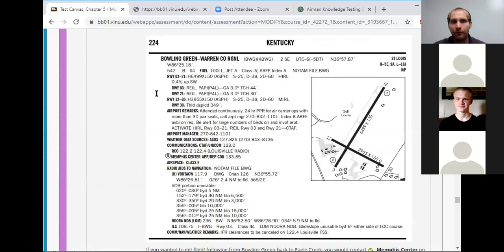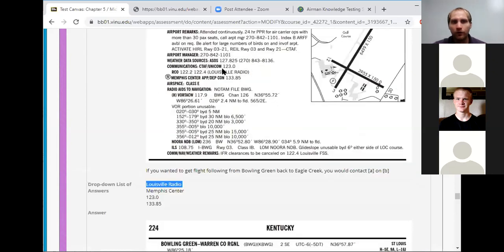The other answer choice of possibly calling Louisville Radio, well, yeah, you can get a hold of Louisville Radio on 122.2 or 122.4, but they don't have radar. They are not air traffic controllers. They're not going to provide you with that service. So flight following, you need somebody with radar and air traffic controller, R in a circle.